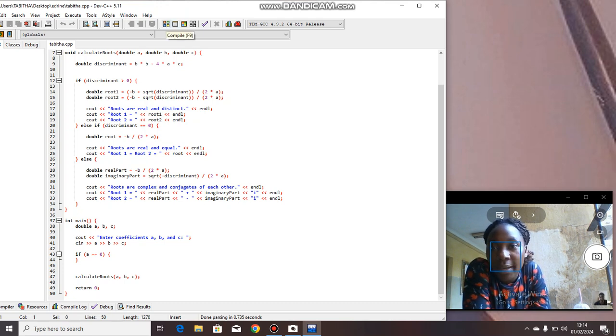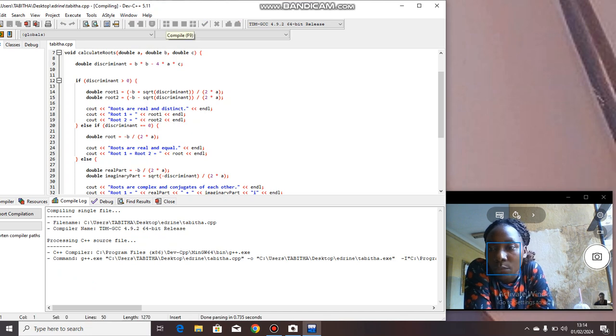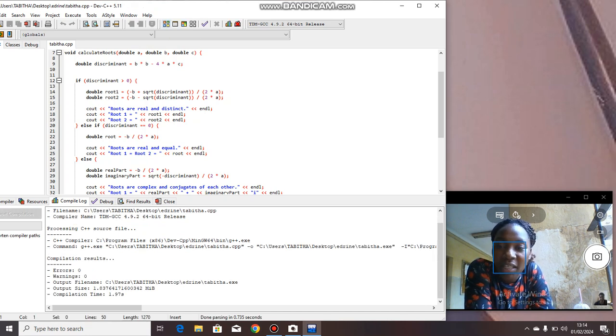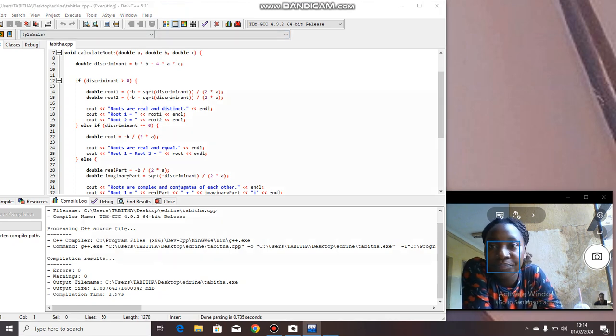So when we compile, what happens? We find that when you compile, we get 0 errors and 0 warnings, and then the output file and output size, that's all it brings. So that is what it really brings, 0 errors. So we run the program.